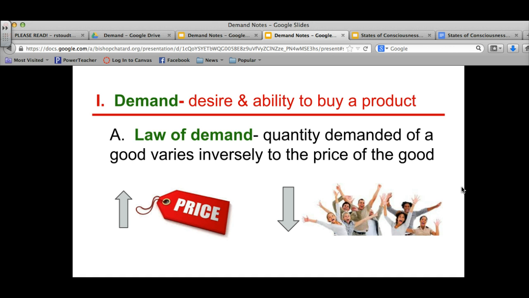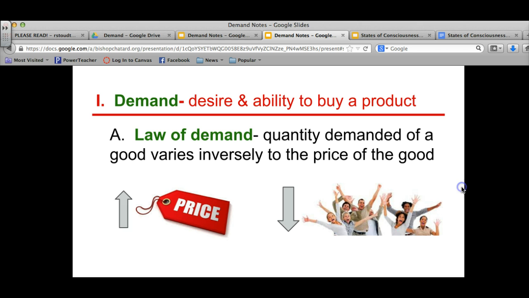This is something that you guys already knew. Anytime they talk about price hikes, and specifically in cell phone contracts or cable TV or satellite TV, and they talk about the price going up, people always complain, and there's a bunch of people that say, I'm not going to buy it, this is ridiculous, I'm not going to use it anymore. And so the quantity demanded goes down.